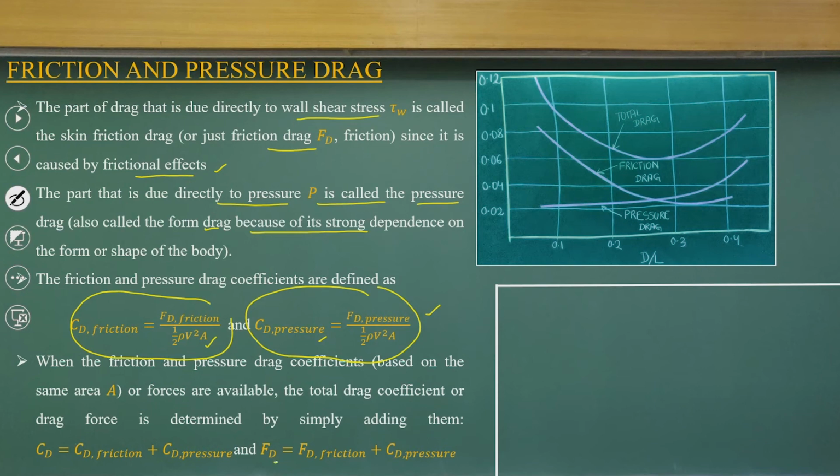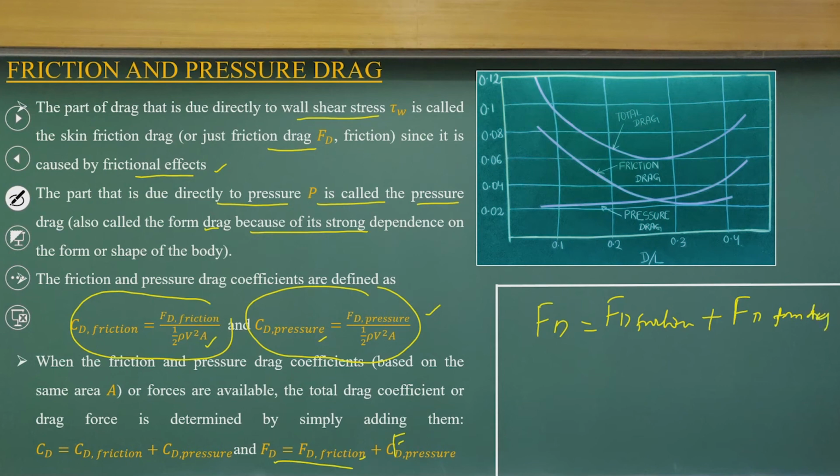So, as I said, the drag force F_D has these two components. F_D will have two components, one will be F_D for friction, another is F_D for the pressure or the form drag.